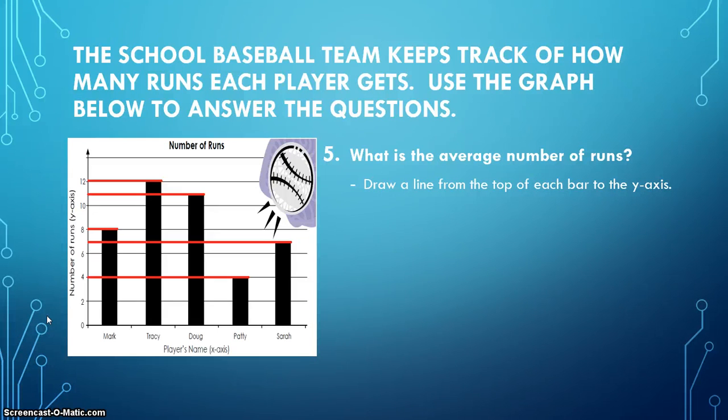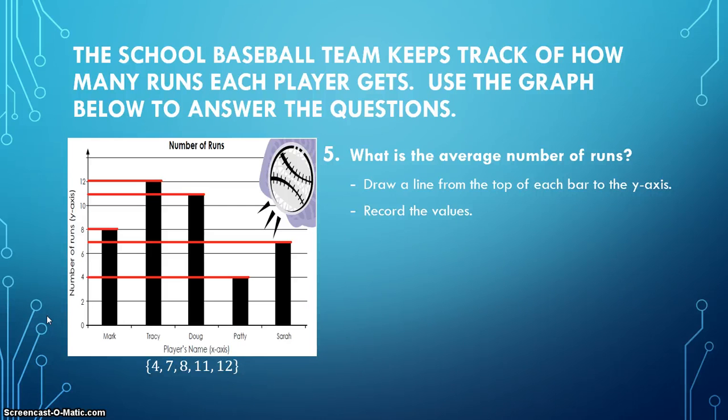Sarah represents 7, so the next number is 7. Mark represents 8, so the third number is 8. Doug represents 11, so our next number is 11. And our last number is Tracy, which represents 12. So now that we have those values, we're going to record them in a set. And we have our set: 4, 7, 8, 11, and 12. So now we have our data set.